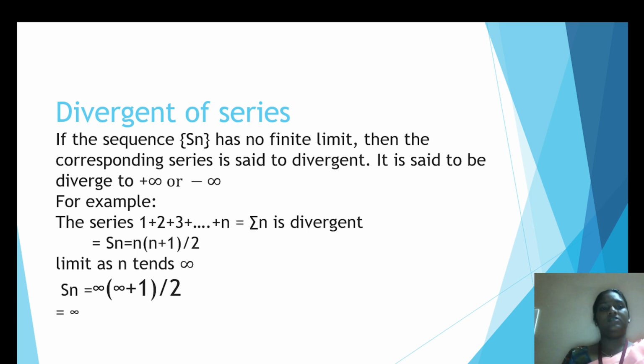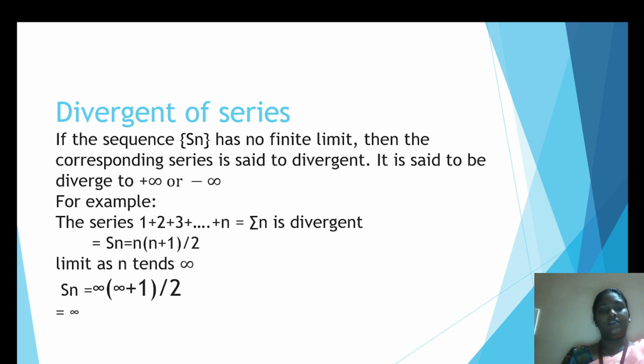Next thing is divergence of the series. If the series is convergent, it is tending to a finite limit. Here the series is tending to an infinite limit. If the sequence Sn has no finite limit, then we say that it is divergent, and it may diverge to plus infinity or minus infinity. If the sequence diverges to positive infinity, we say it is diverging positively. If it is tending to minus infinity, we call it diverging negatively.